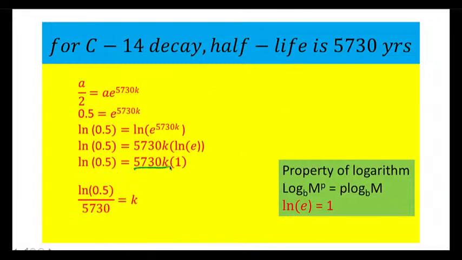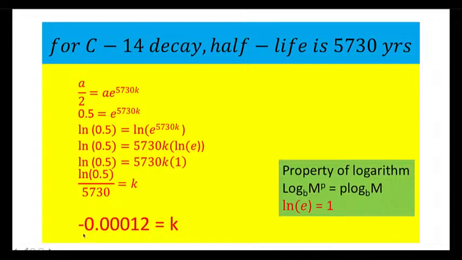And then dividing both sides by 5,730, we get this expression for k: ln of 0.5 divided by 5,730. Using your calculator, you can compute ln of 0.5 and divide it by 5,730, and you will get the value of k. So the value now of k is negative 0.00012. You have a negative sign here because what we have is a decay. We need this value of k so that we can model the exponential decay of carbon-14.